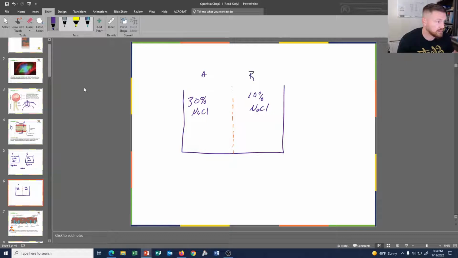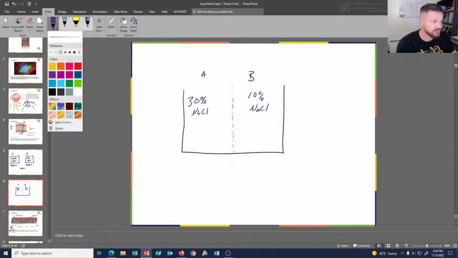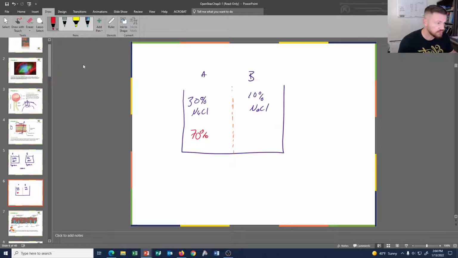Would water move from A to B or from B to A? Well, the first thing you have to know is solutions are usually defined based on solute concentration, right? So if solution A is 30% sodium chloride, how much water is it? Well, it's 70% water. If a solution is 10% salt, how much water is it? Well, it's 90% water. Right? So now if my question to you is, through osmosis, which direction would water move? Would it move from A to B or B to A? Well, water would move down its concentration gradient. So it would move from a high concentration of water to a low concentration of water. So water would move in that direction.